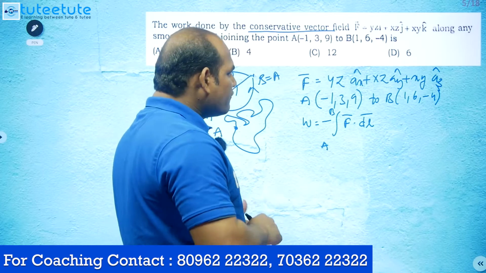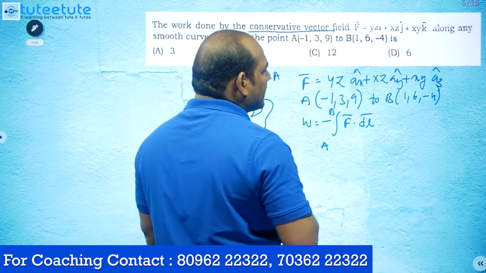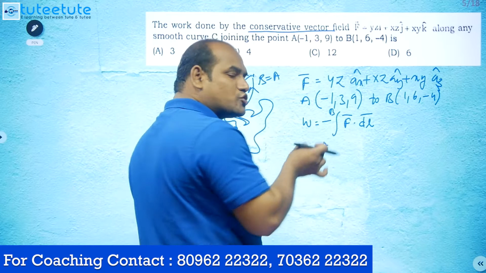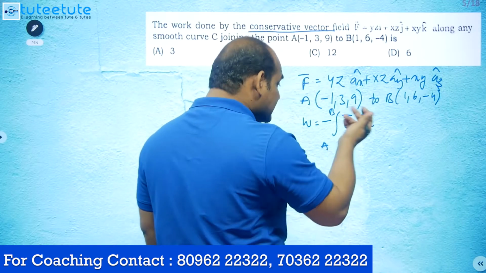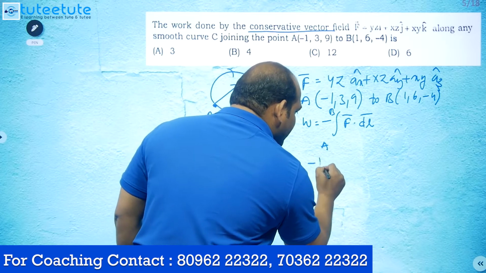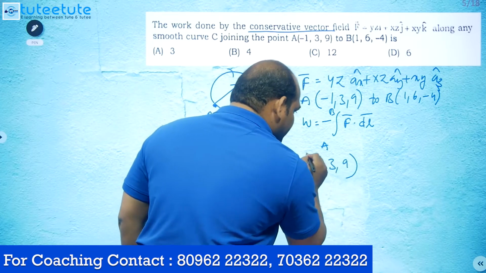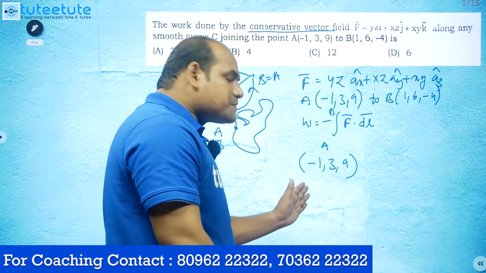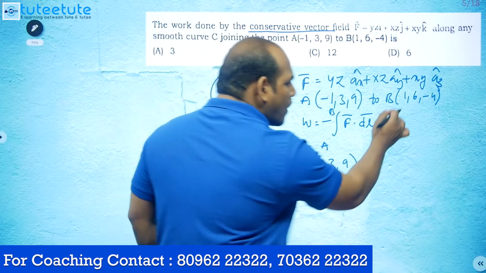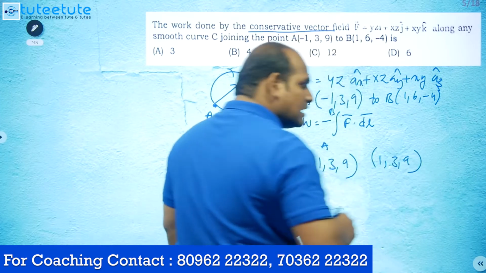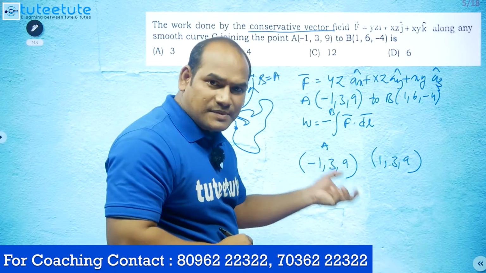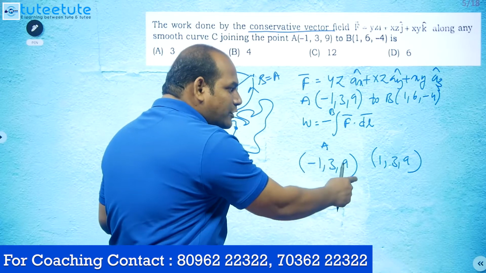So what is the procedure we are going to follow? Here our intention is that the charge has to move from (-1,3,9) to (1,6,-4). That means my starting point is (-1,3,9). From this point, first I will move to (1,3,9). What is the meaning of this? Here the charge has been moved from (-1,3,9) to (1,3,9).